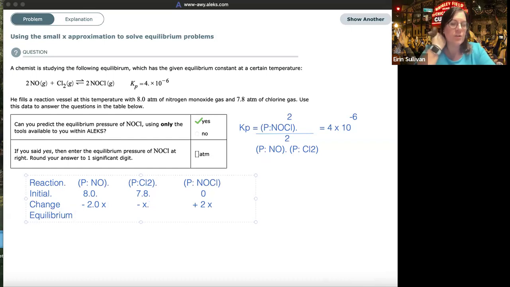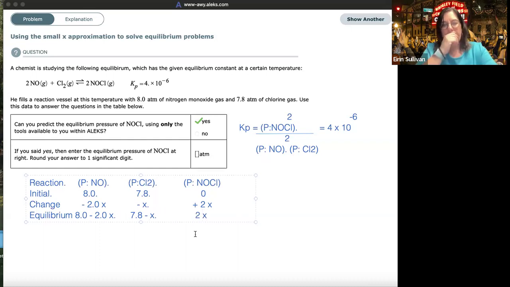So then my equilibrium row, I am going to deduce by adding down each column. My initial plus change will give me my equilibrium partial pressures in terms of the unknown x. So for my partial pressure of nitrogen monoxide, that's going to be 8 minus 2x. For my partial pressure of chlorine, that's going to be 7.8 minus x, and then for my partial pressure at equilibrium of the nitrosyl chloride, that will just be 2x.